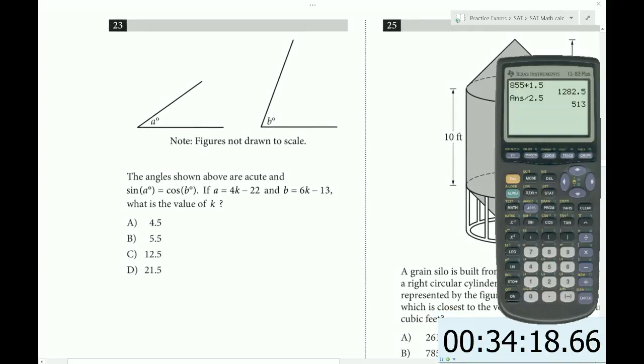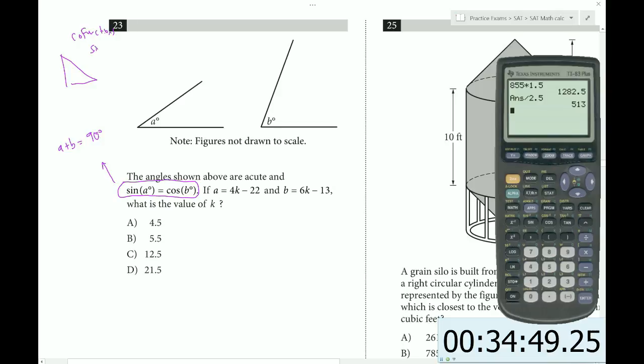23. The angles shown above are acute, and sine of A is equal to cosine of B. Okay, so this is a key idea from which I could conclude that A plus B would have to equal 90 degrees. Because this fact is only true if the angles are complementary, right? And it comes out of the idea of cofunctions, right? So if you could study up on your cofunctions, then this will be clear to you.